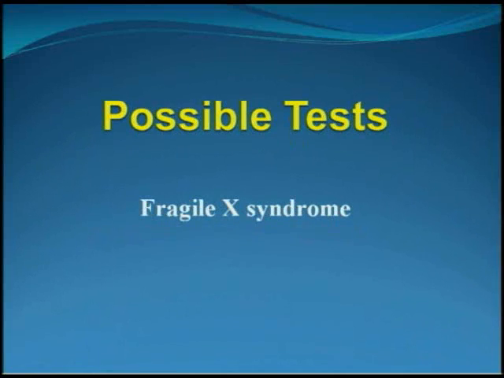Your child may also be tested for Fragile X syndrome. This is a relatively common genetic condition that causes learning difficulties. Fragile X syndrome affects boys more often than girls because it is caused by an abnormality in a gene, or a DNA chapter, on the X chromosome.